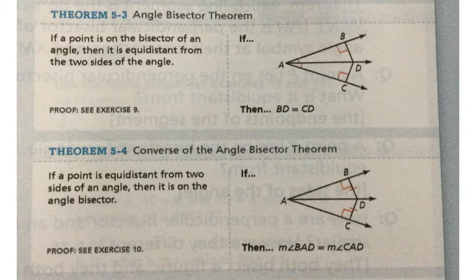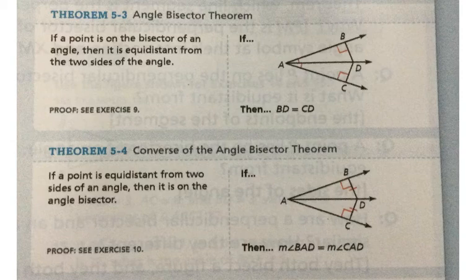It cuts it into two equal pieces. So we were dealing with segment bisectors, where it was cutting line segments into two equal pieces. Angle bisectors. So what's that going to do? Cut angles in half. Cut angles into two equal pieces.